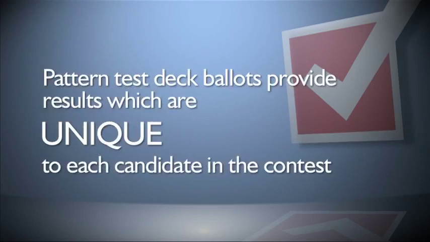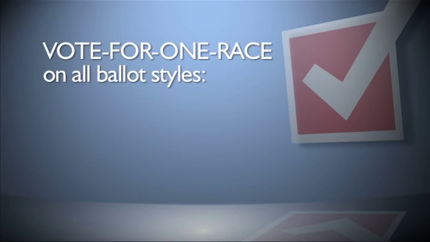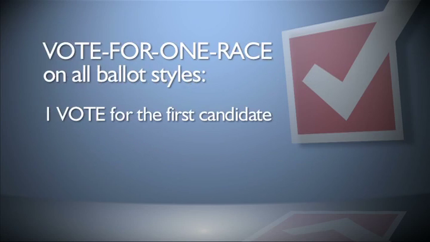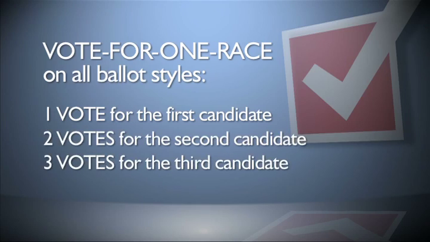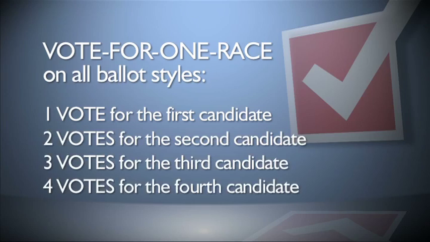Pattern test deck ballots provide results which are unique to each candidate in the contest. Keep in mind that each vote for one race on all ballot styles will generate the following results: 1 vote for the first candidate, 2 votes for the second candidate, 3 votes for the third candidate, 4 votes for the fourth candidate, and so on.